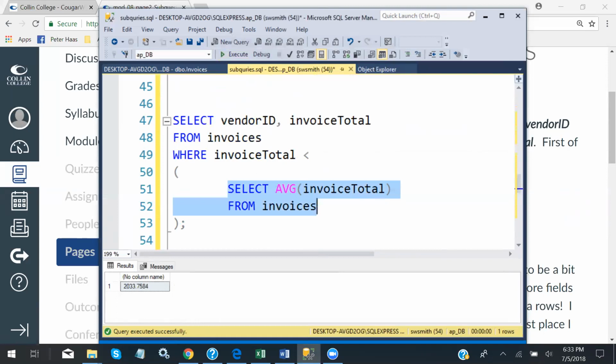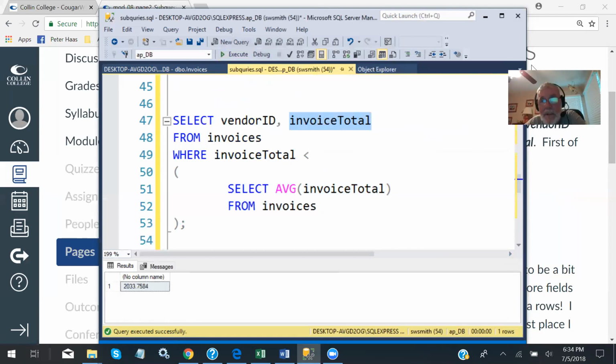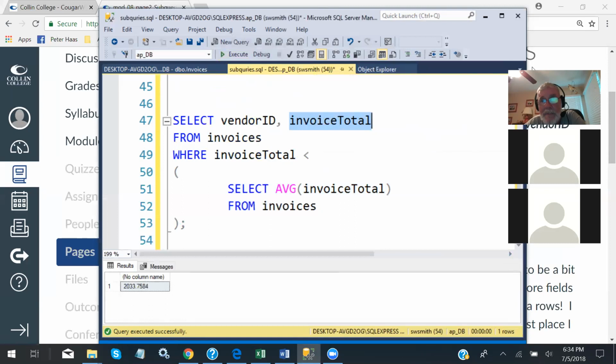We should not have this invoice total in the invoices table, because the invoice line items have an invoice line item amount, and the invoice total is the sum of the invoice line items. So if the invoice line items change, now I have to go in manually and change that. But I don't really want to talk about that right now.